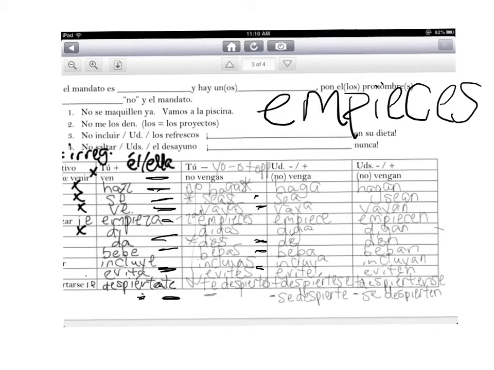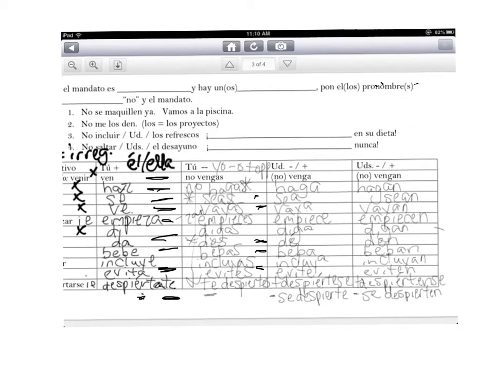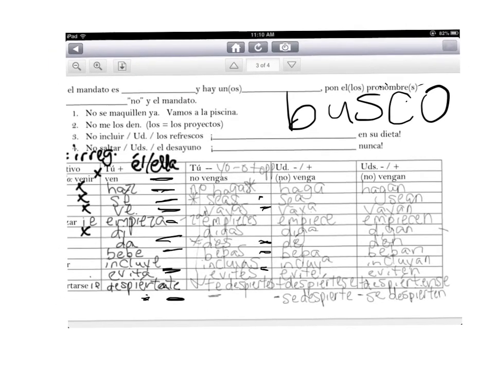Other examples would be verbs that end in a CAR. An example of that would be buscar. We'll erase and write it here. And it's going to be BUSCO. That's the yo form. We take off the O. Well, it might not let me. But for the ones that end in a CAR, you change the C to a QU and then add your ES. So it's no busques. And these are just the negatives.